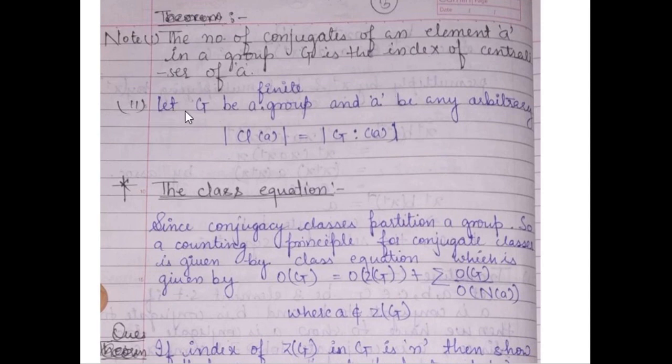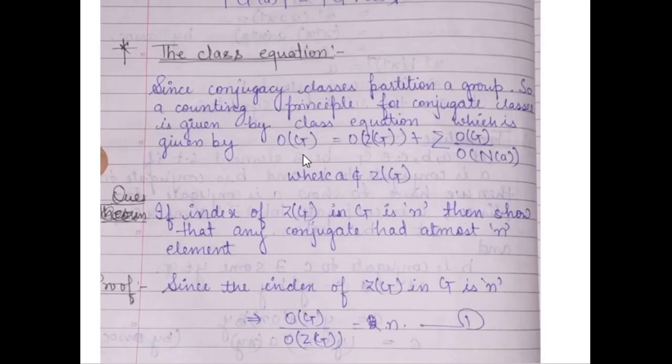Now the second property is: let G be a finite group and A be any arbitrary element. Then the class of A is symmetric to C(A). Now we have the definition of the class equation.